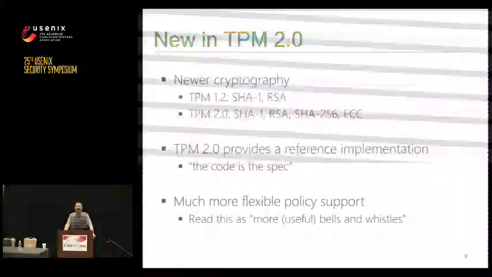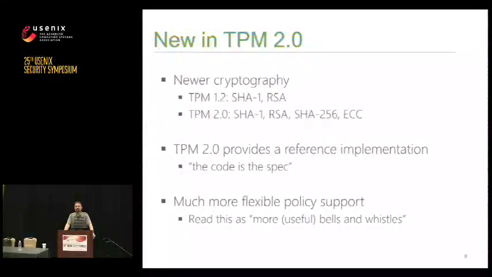In the past, every TPM, especially with 1.2, was slightly different from another one because the specification was in English, and English is ambiguous. Now, a hardware vendor can run the reference implementation and disambiguate. And finally, TPMs accept policies that dictate under what conditions they should decrypt data or verify data signatures. And these policies are much more flexible in 2.0 than in 1.2.